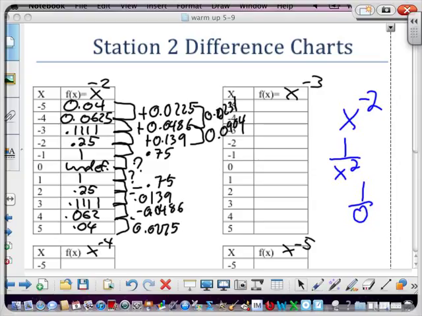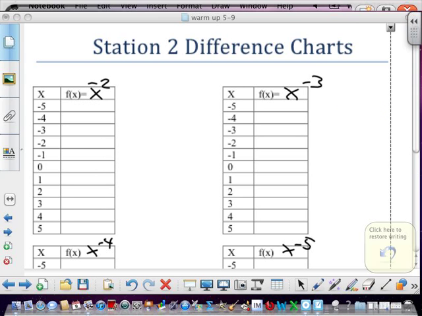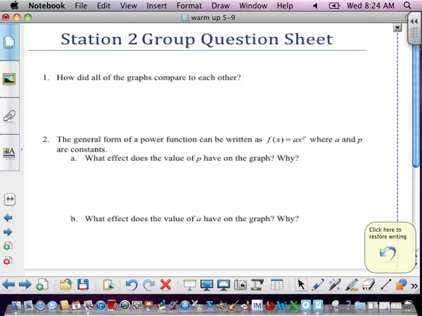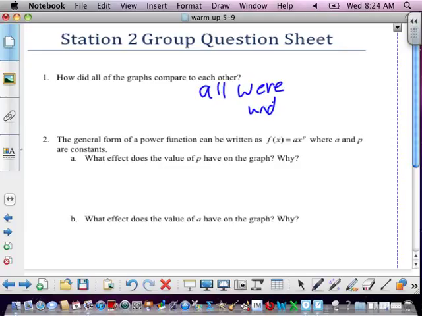Let's go ahead and answer our questions on the next page. Okay. So how did the graphs compare to each other? All were undefined at 0.